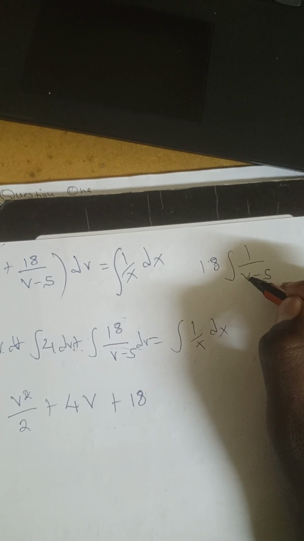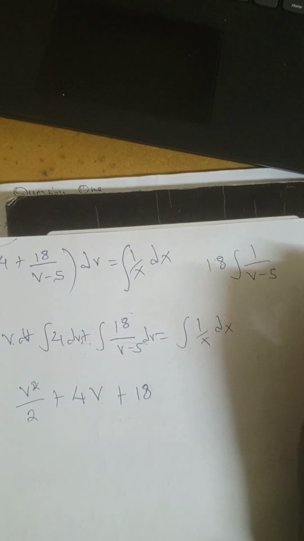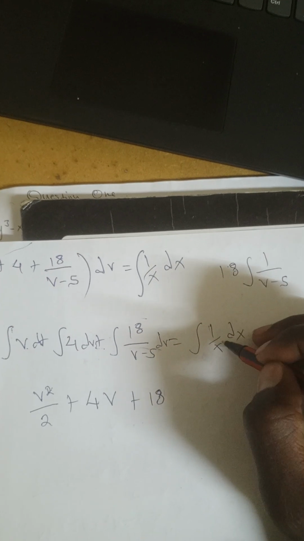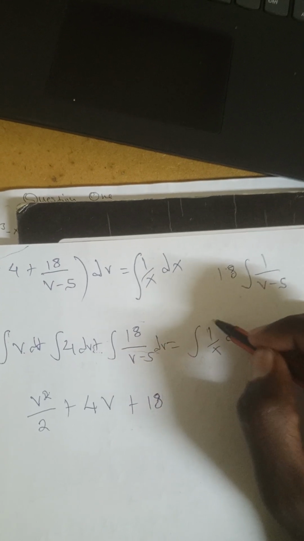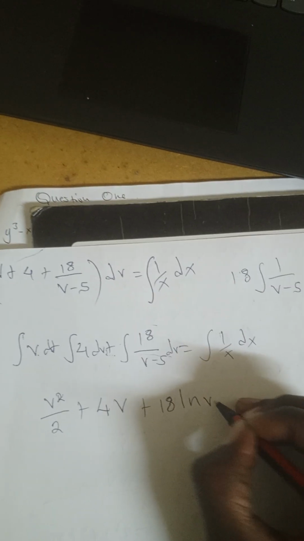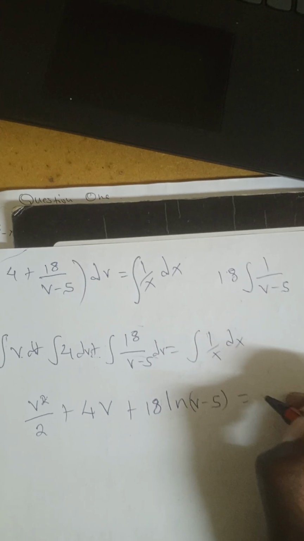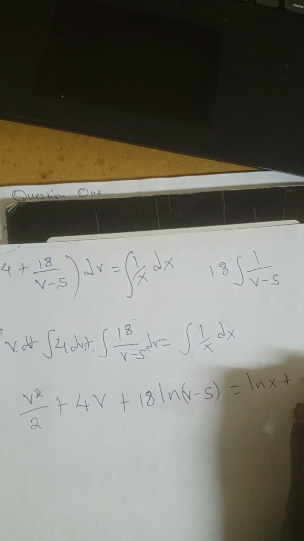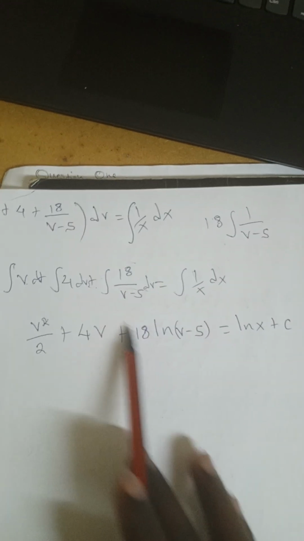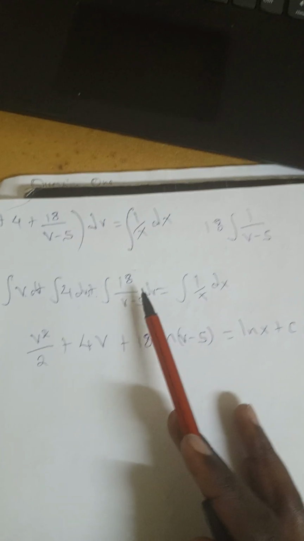Yes. When we differentiate v minus 5, it will give us 1. So with that being said, look at this, 1 over x. When we differentiate x, we're going to get 1. So the answer is going to be ln of v minus 5, then equal to, the other side is the same thing, ln of x plus c. Now from here, you can use u substitution so that it will make more sense.